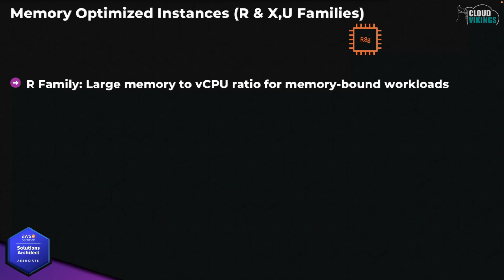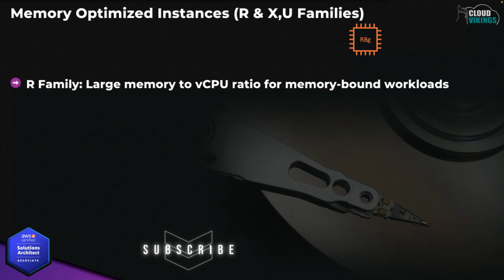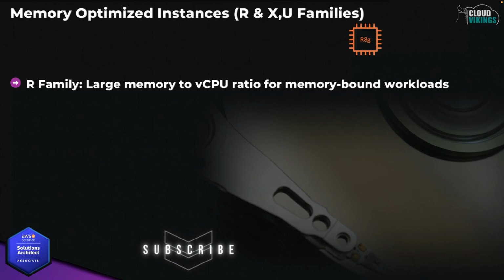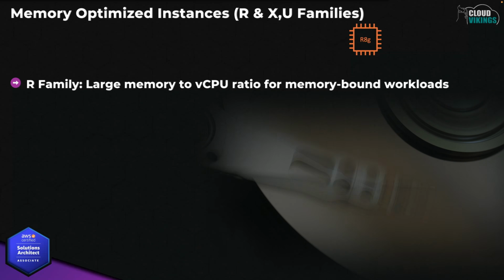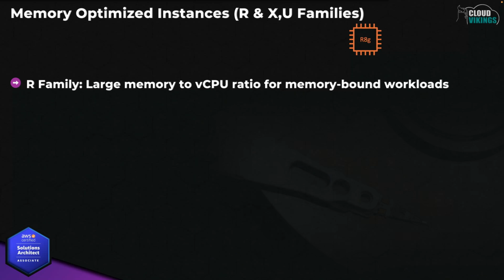They still have a decent amount of vCPU, but compared to an M instance of similar vCPU count, an R instance will have significantly more memory. If you find that your app or database is constantly using disk swap space, can't cache enough data, and it's reading from disk often, moving to these R family instance types can dramatically improve your performance.